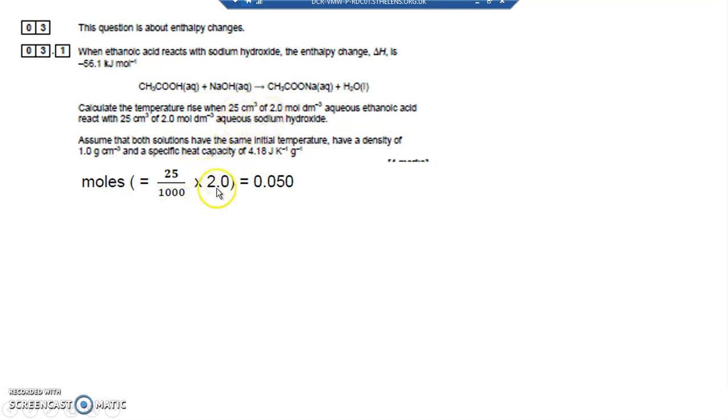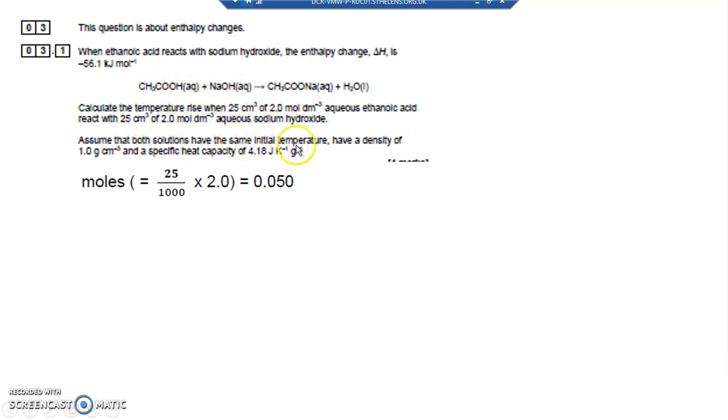There's my concentration, 2. My volume's in 25 centimeter cubed. It needs to be in decimeter cubed. Centimeter cubed into decimeter cubed, smaller into larger units, so divide by 1,000. It works out as 25 divided by 1,000, or 0.025, multiplied by 2, will give me the number of moles of ethanoic acid that I have. It reacts with the same number of moles of aqueous sodium hydroxide, 25 centimeters cubed, 2 moles of that sodium hydroxide, 1:1 ratio.